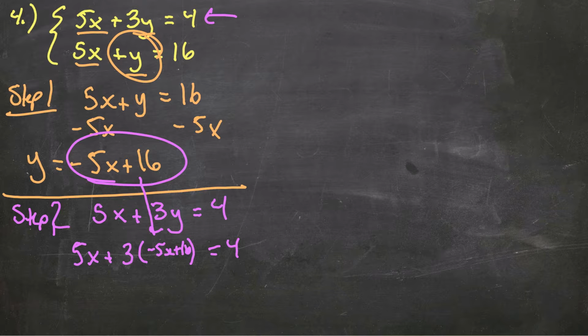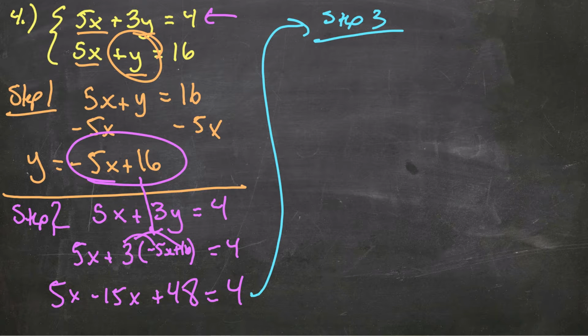Negative 5x plus 16. I kind of squeezed it in there. I didn't make those parentheses big enough. I'm going to distribute. So I have 5x minus 15x. Don't make a sign mistake there. 3 times 16 is 48, so it's plus 48 equals 4. Step 3 says you're going to combine your like terms, and you're going to get minus 10x plus 48 equals 4.